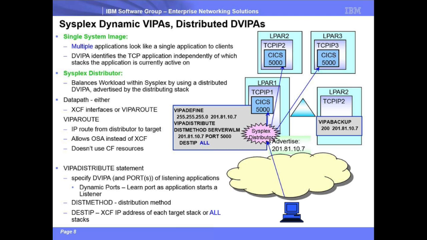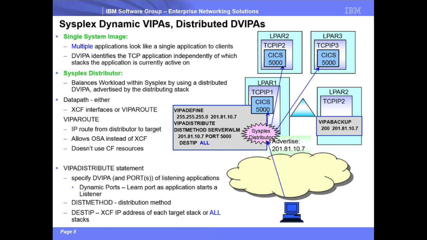So the dest IP statement, which in this case says all, is saying that as connections are being distributed, it will distribute to any application active on any stack. Instead of all, the specific XCF addresses of the backups of the other stacks can be configured, and in that case the distributor will only use those stacks when it's distributing connections.